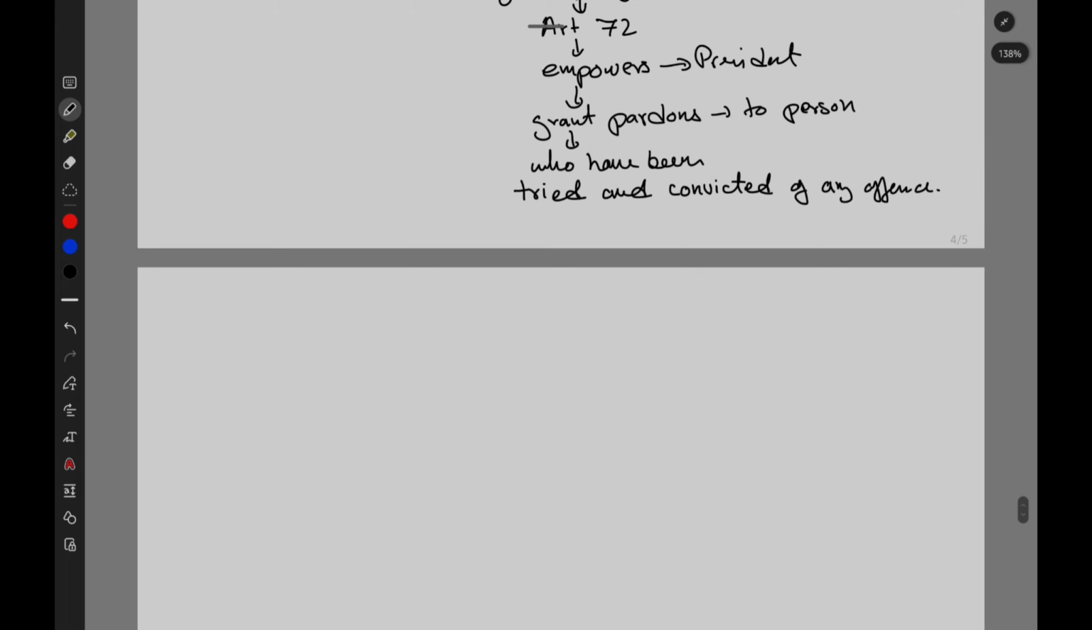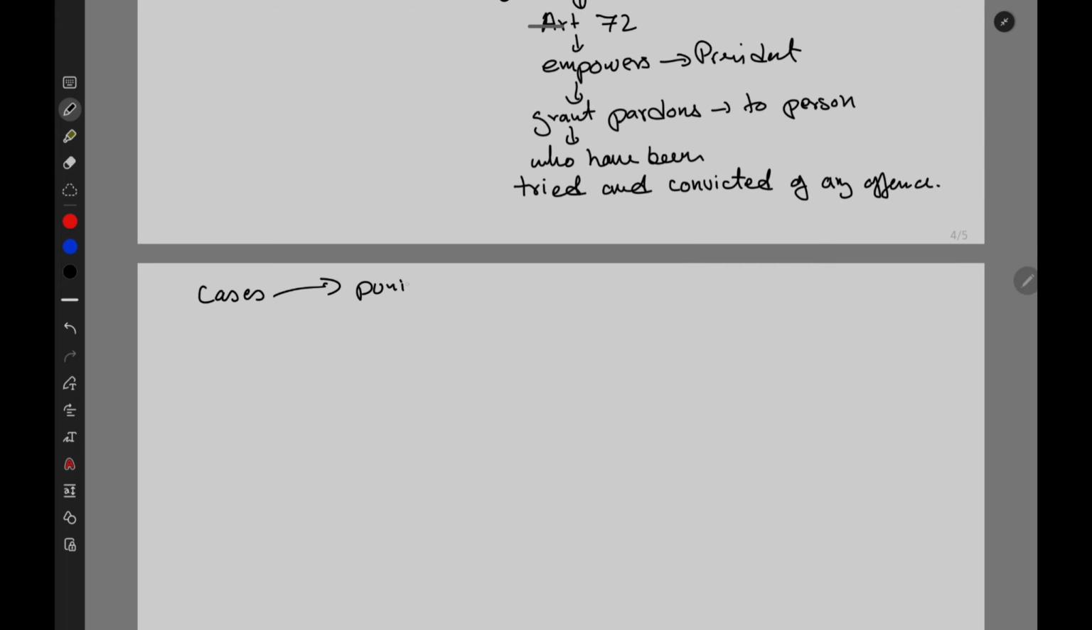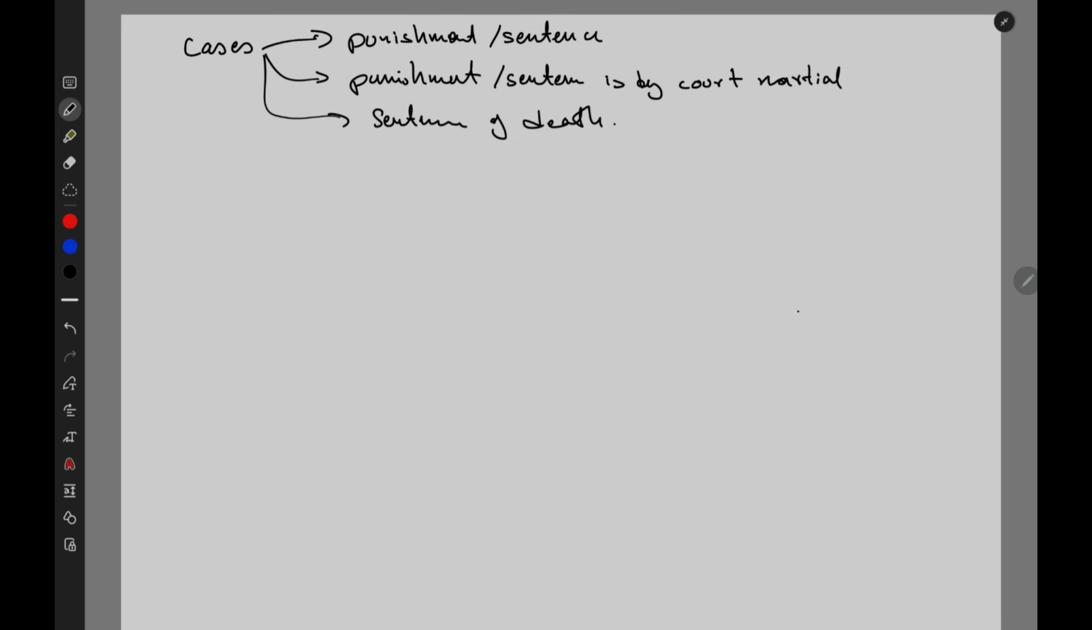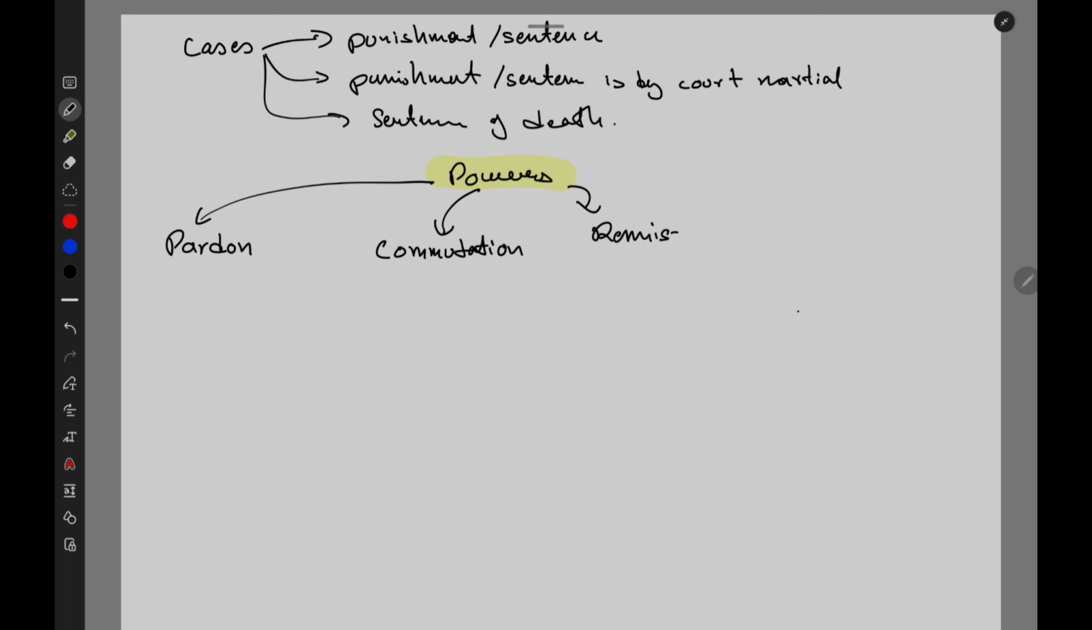Now, what are the cases in which pardoning is given? Cases are punishment or sentence, sentences by the court martial, which is the military court, and sentence of death. The pardoning powers of the president are pardon, commutation, remission, respite, and reprieve. So these are the five pardoning powers of the president.